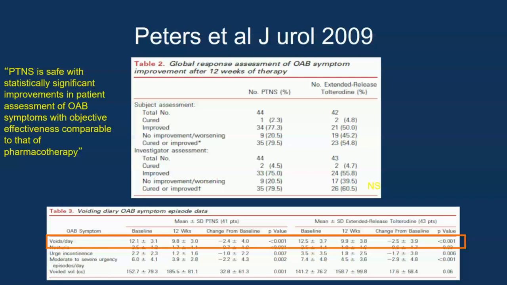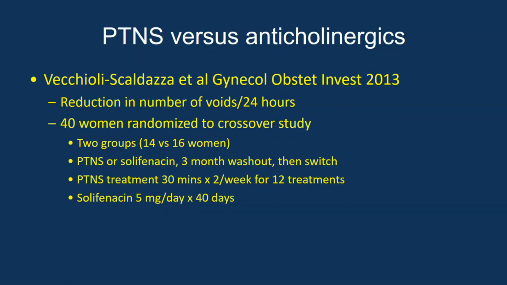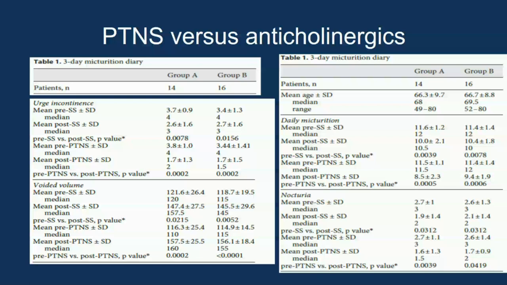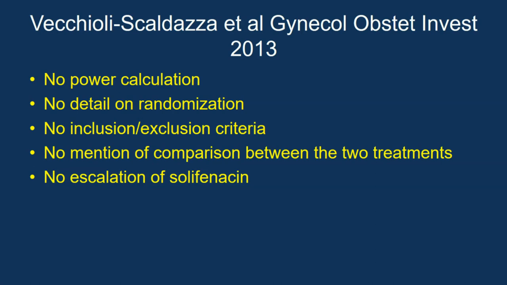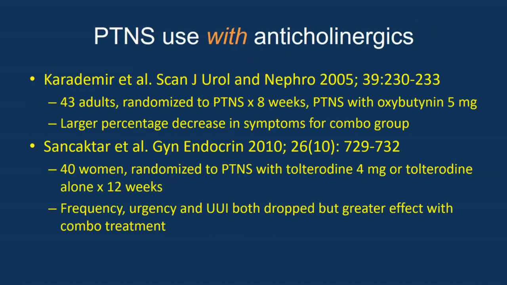Other trials have also done the same thing, looking at various fashions of tibial nerve versus other medications, and again found similar benefits in terms of tibial nerve versus anticholinergics, but maybe slight differences in terms of the improvements. So slight improvements over anticholinergics. Again, I'll show you this data real quickly. Looking at some of the criticisms, very little power calculation, no details on randomization, nothing on the inclusion-exclusion criteria. And so it's just a little bit less clear when you look at that data, and that's the unfortunate nature of most of what we have.